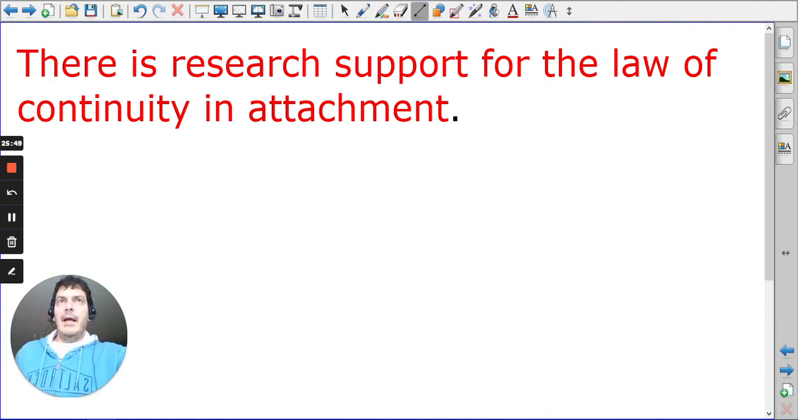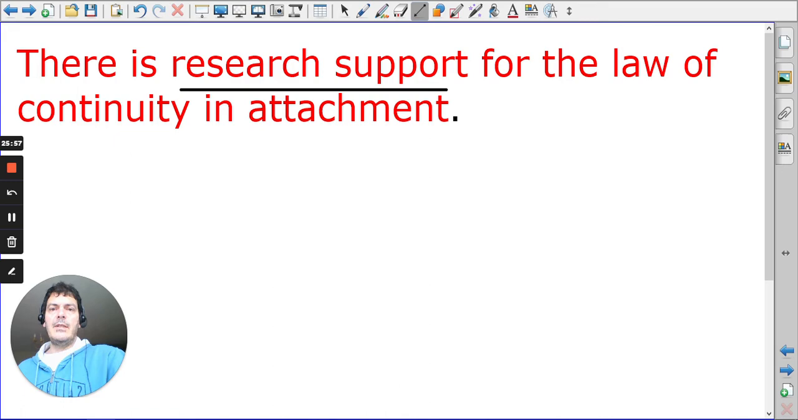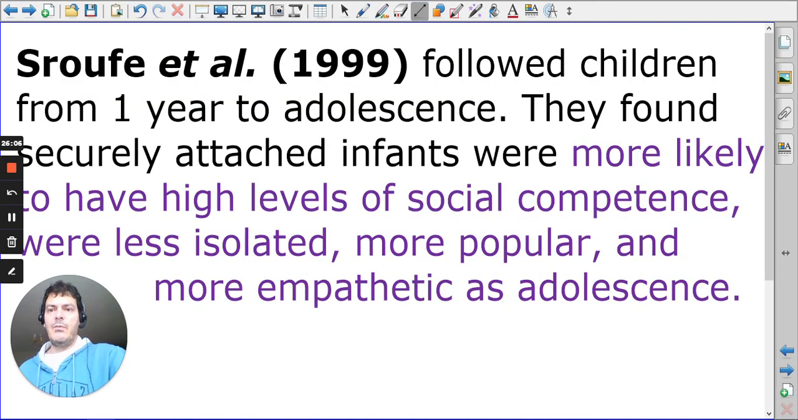However, having introduced that criticism, perhaps we need to come back to the research support. There are people who do look at research support and say that there's something about Bowlby's continuity, this idea that maybe we do need to have the attachment bond. One of the big players in this is the research group led by Schroff, who said that securely attached infants are more likely to have high levels of social competence, were less isolated, more popular, and more empathetic as adolescents.